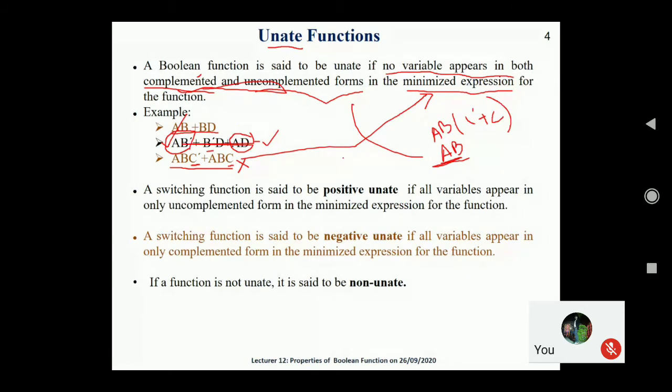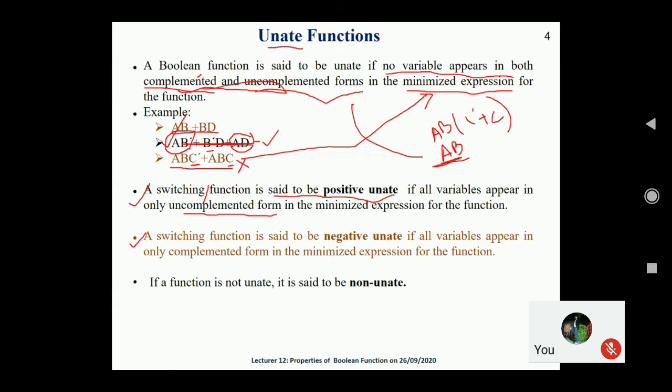Okay. So see here. Based on this particular complement and uncomplement form, we have two categories. This first point and the second point. A switching function, or you can say Boolean function, is said to be positive unate if all the variables appear in the uncomplemented form. Suppose the first one is positive unate. Are you getting my point? And a switching function is said to be negative unate if all variables appear only in complemented form.